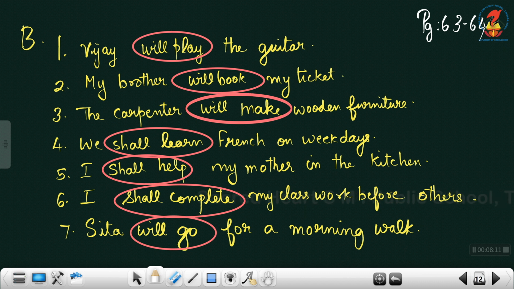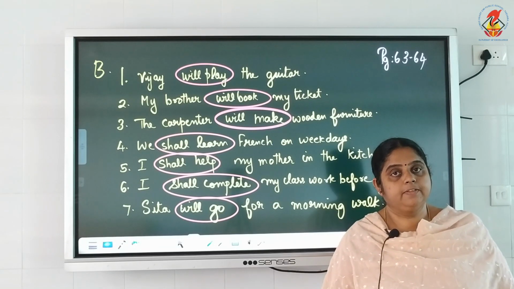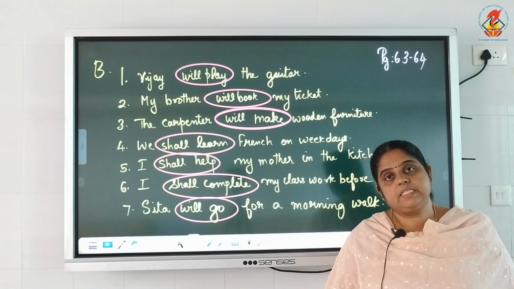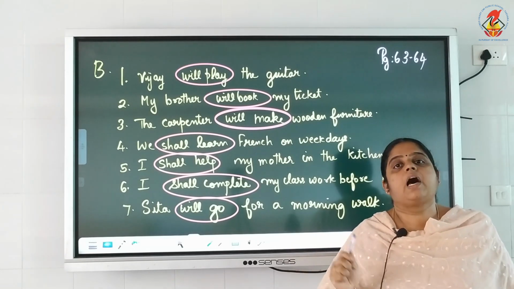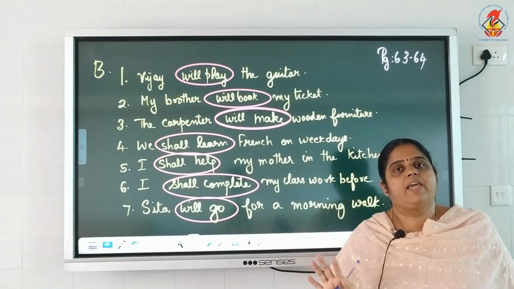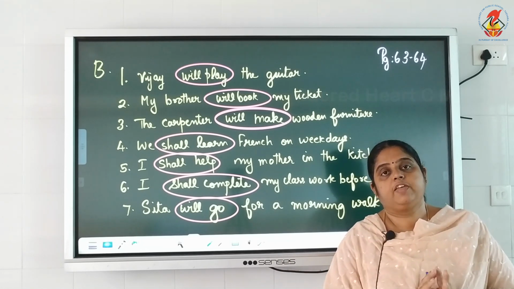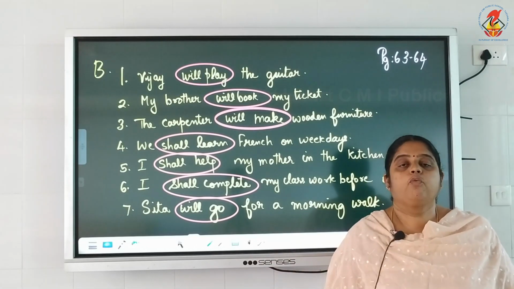And the seventh one, Sita goes for a morning walk. Sita will go, not goes. Okay, Sita will go for a morning walk. Is it clear? The only thing you have to remember in simple future tense is to use will or shall plus the original form of the verb. If the subject is I or we, we use shall plus verb. With all other subjects, we use will plus verb.